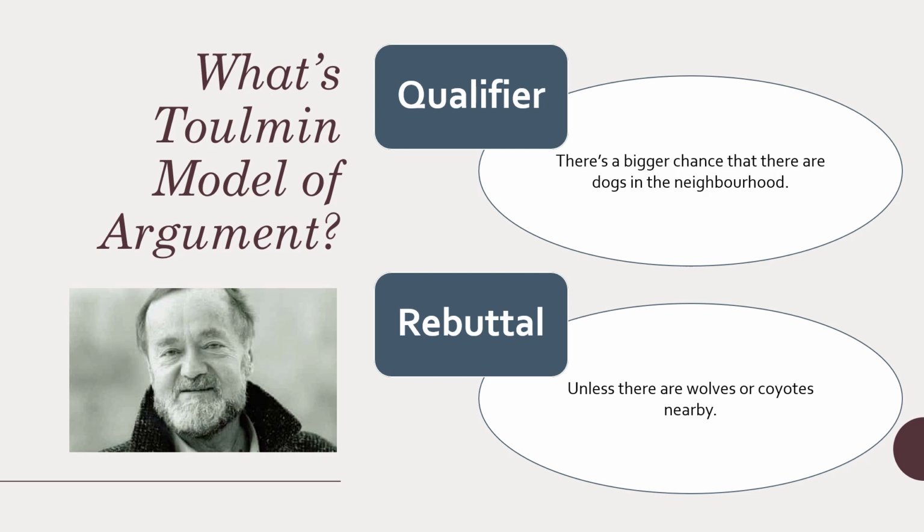But also because your neighborhood is somewhat located near a small forest or perhaps a jungle, therefore, to rebut your claim, that is to say the otherwise, unless there are wolves or coyotes around or nearby. Okay, because these two creatures also bark and howl.